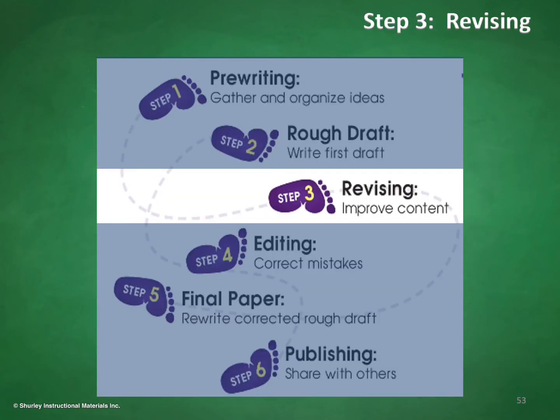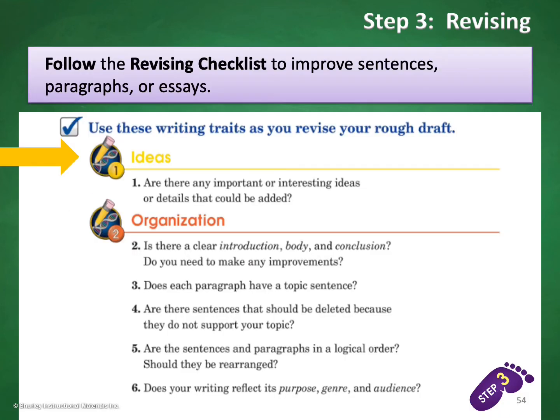Now that the rough draft has been developed, students will learn to revise it. It's important for them to understand that revision is the third important step in the writing process. In this step, students will learn how to strengthen the content of their writing by making better word choices and improving their sentence fluency. Students will learn to follow the revising checklist to improve their writing by focusing on each of the effective traits of writing.